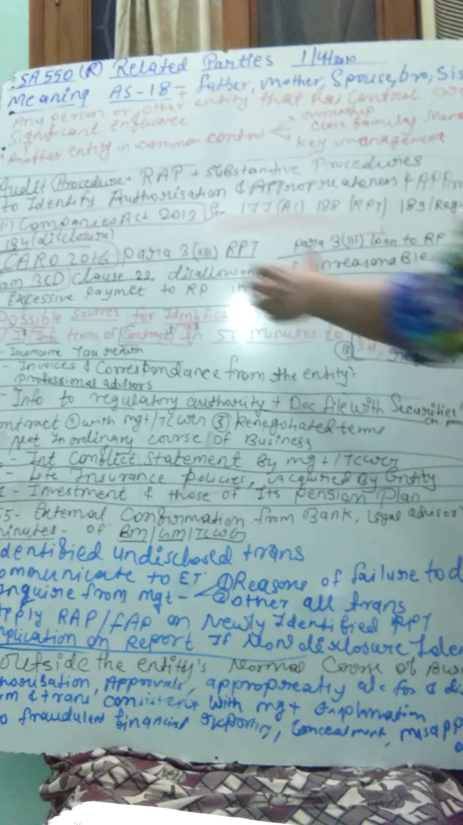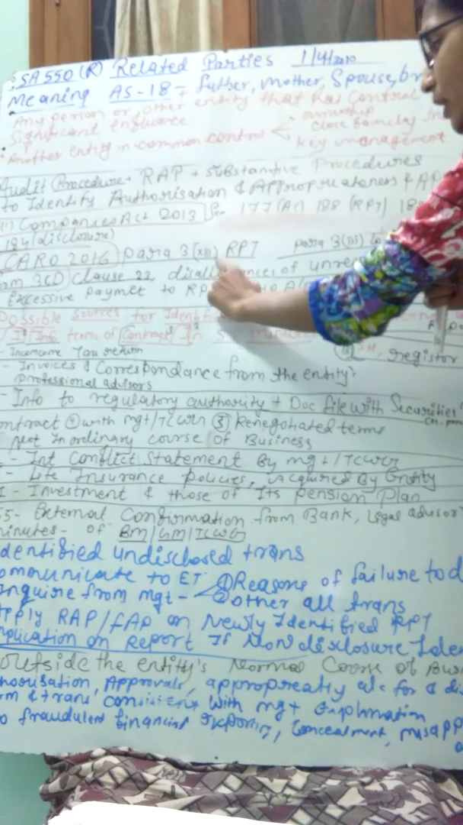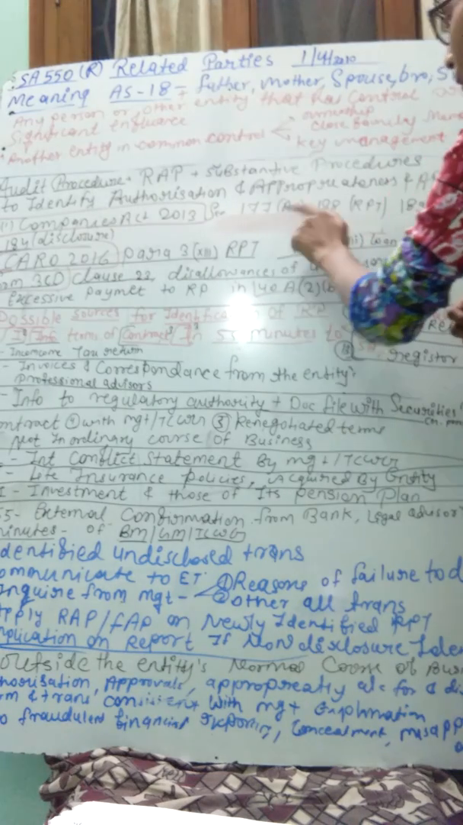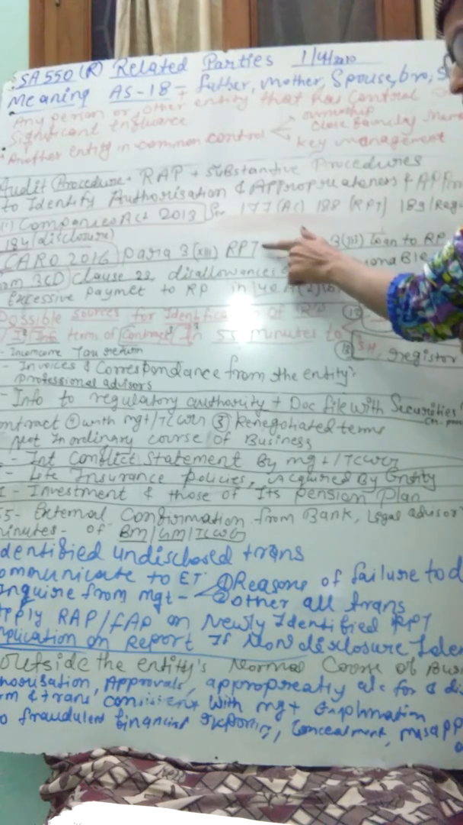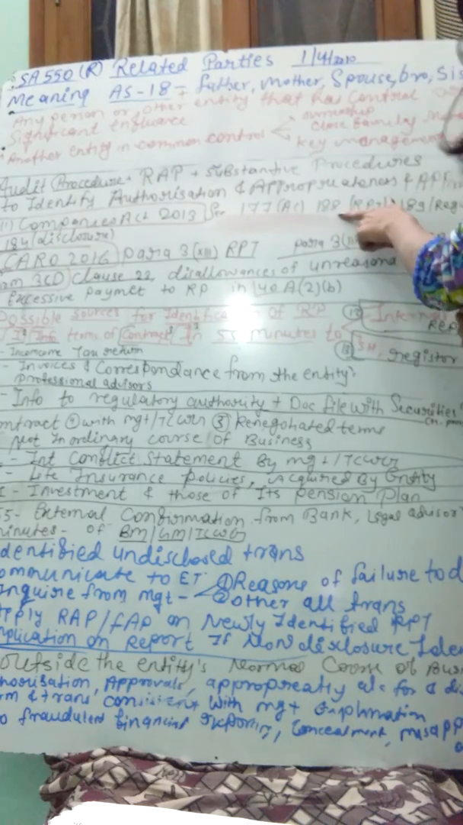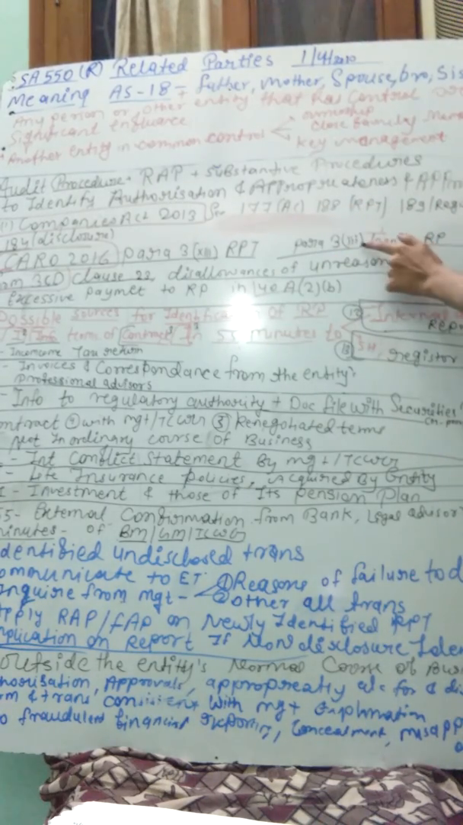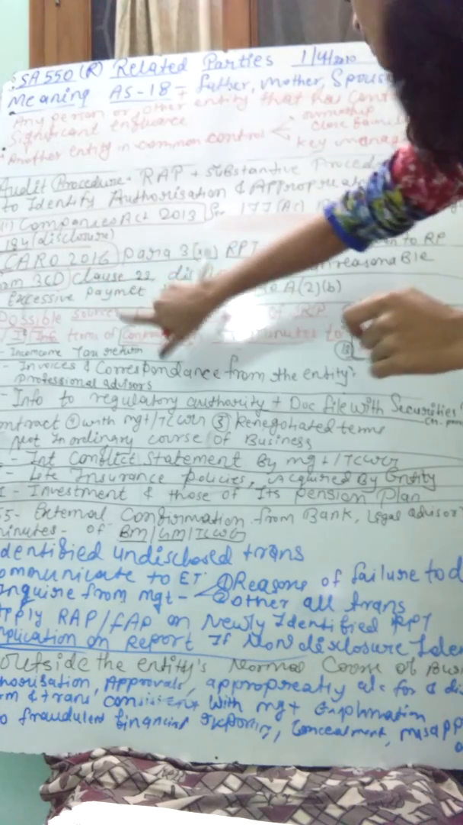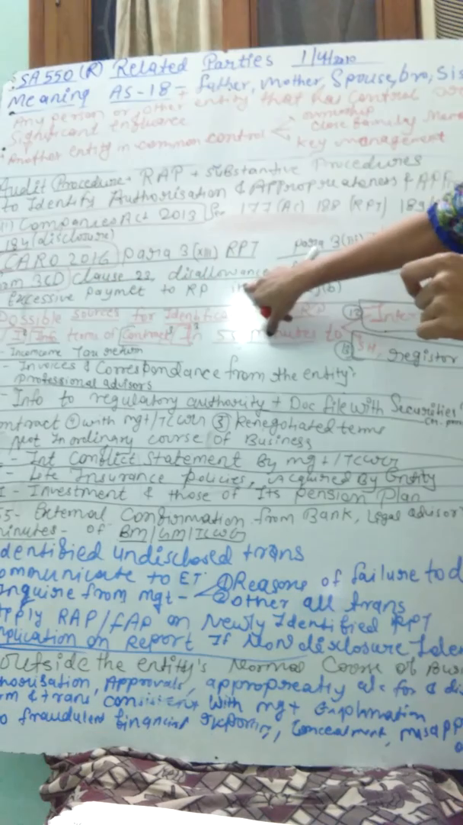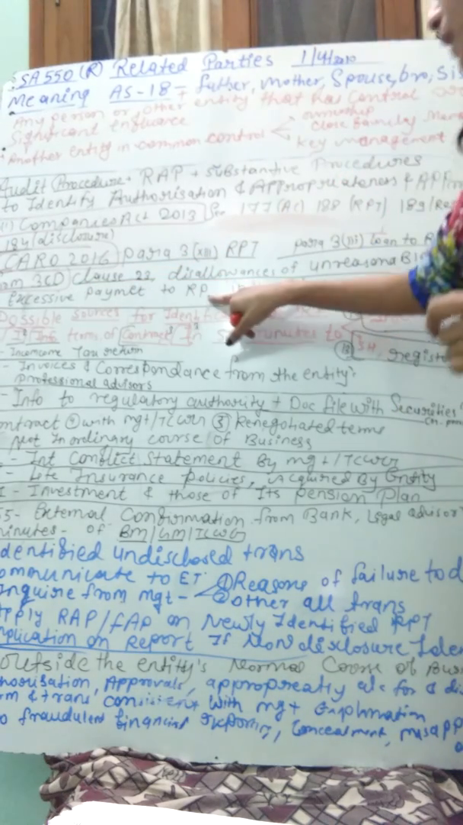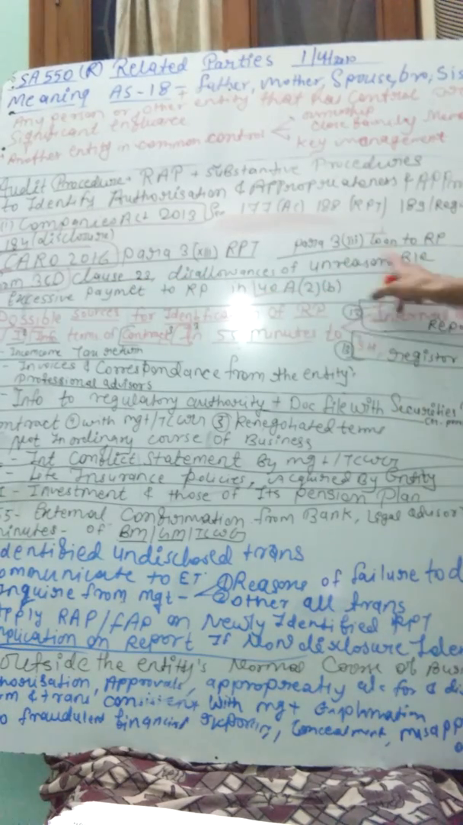Then CARO 2016, para 3 clause 13 says about the related party transaction, where the auditor says in the audit report that sections 177 and 188 are complied. Then para 3 clause 3 says about the loan to the related party, that is loan to the directors. Then Form 3CD, clause 23, says about the disallowance of unreasonable and excessive payments to related parties under section 40A(2)(b).